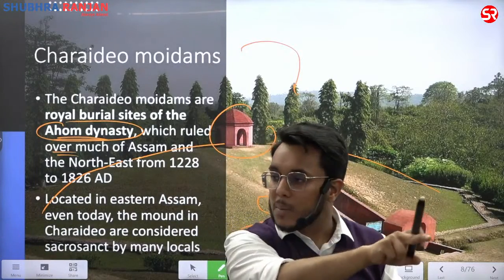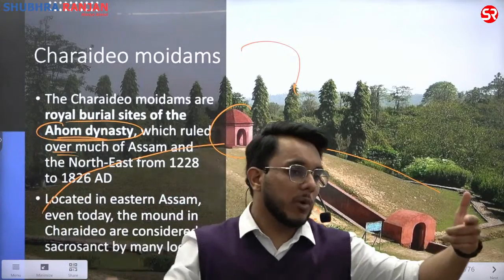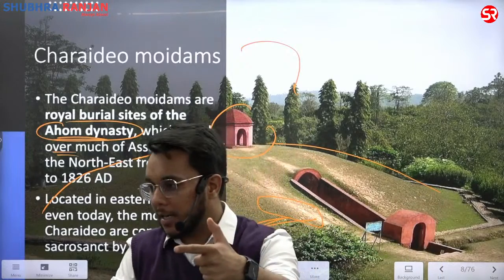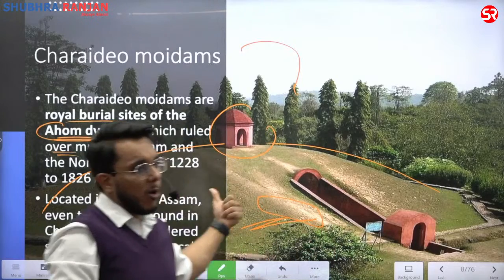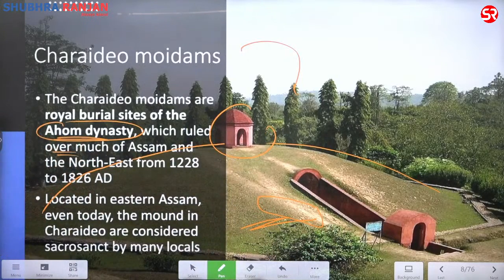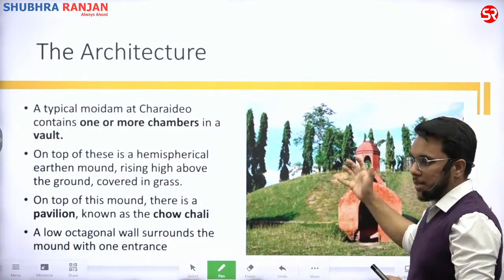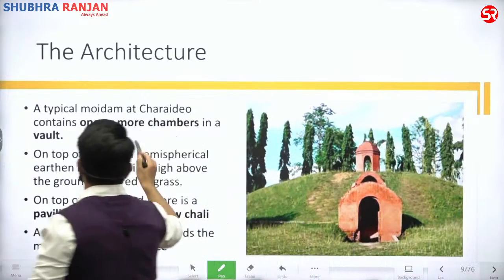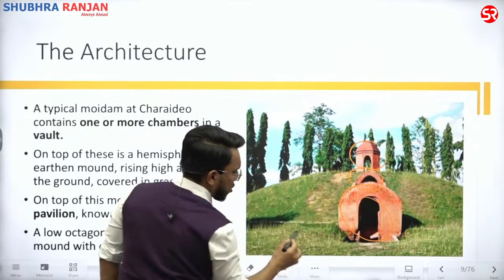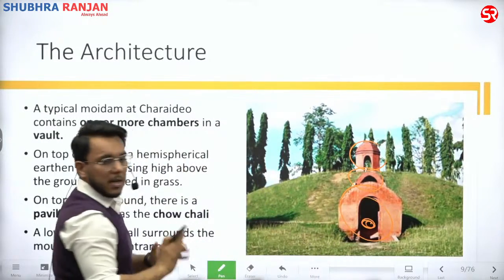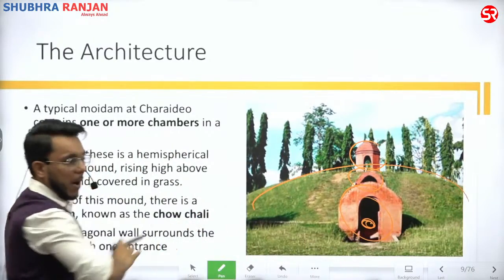Thirdly, the Republic Day tableau that was presented recently. On that Republic Day tableau, Lachit Borphukan and the Kamakhya Devi temple were depicted. So Lachit Borphukan being from the Ahom dynasty, the Ahom dynasty and these related things become even more important. As we talk about these burial mounds, it contains certain chambers. Here there will be a grave or a tomb, and over the tomb a mound will be made.